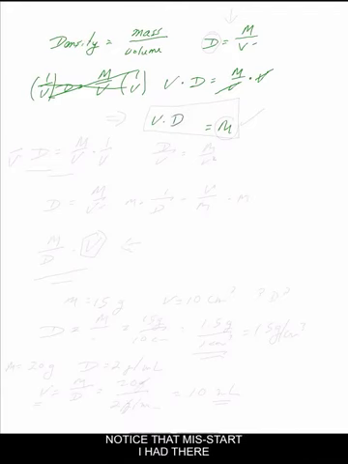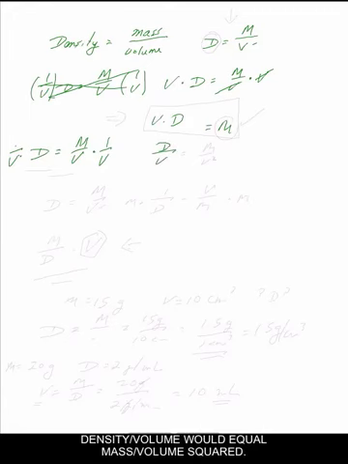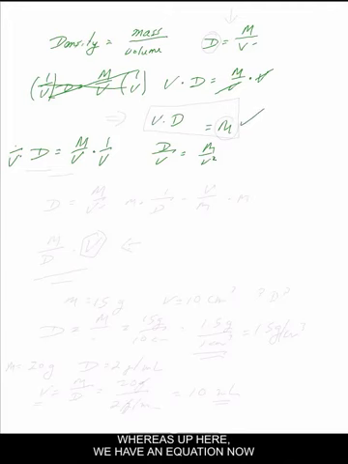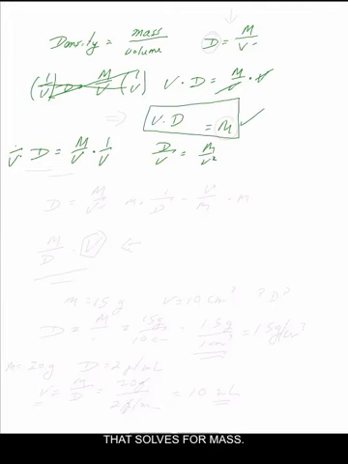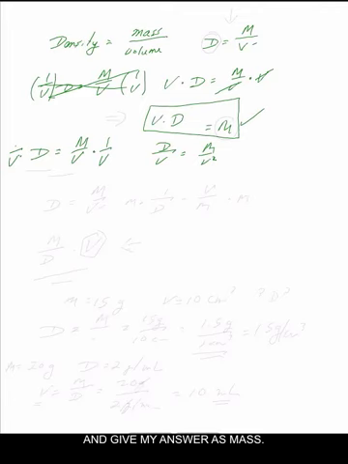Notice that misstart I had there was perfectly valid algebraically. There's nothing wrong with taking that equation, let me write it again for you, and multiplying both sides by 1 over v. But the whole point about this is it doesn't get you anywhere. If you continue with that, it would give you density over volume would equal mass over volume squared, and you see how that's not helping you. Whereas up here, we have an equation now that solves for mass, and I could plug any number in for volume and density and give my answer as mass.